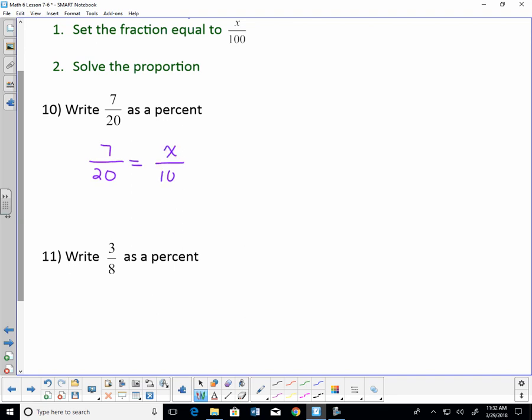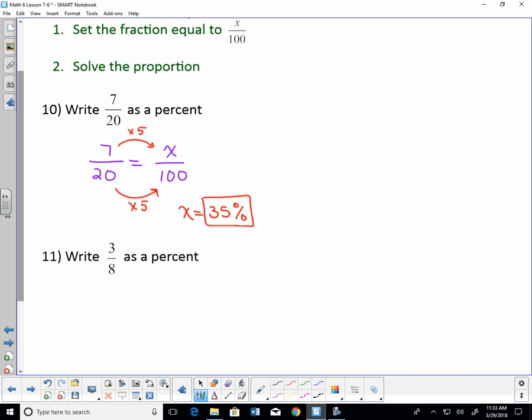Now I can either solve the proportion, or if I can recognize right away, like with this problem, I recognize right away that 20 times 5 is 100. So if I multiply 7 times 5, I should get x. So x here would be 35. And if it's a percent, I need to add my percent sign. So 7/20 is 35%.